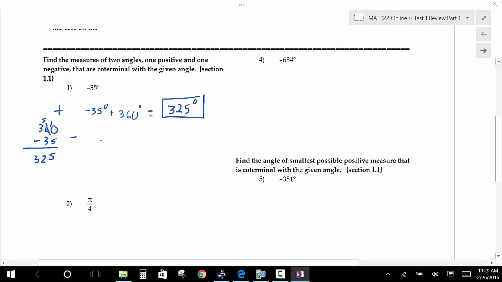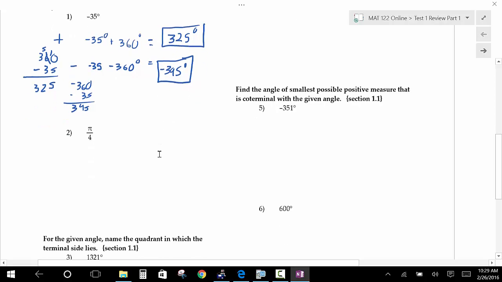For a negative coterminal angle, you take the negative 35, and now you're subtracting 360. So you're just adding and keeping the negative. You would have negative 360, adding a negative 35, so that would be negative 395 degrees. Angles that are coterminal are just off by 360 degrees. You can keep adding 360, you can keep subtracting 360.